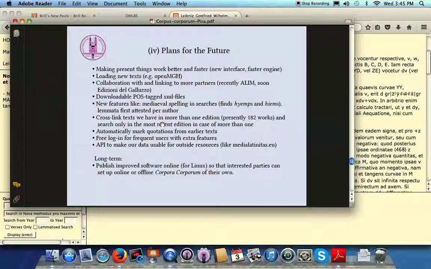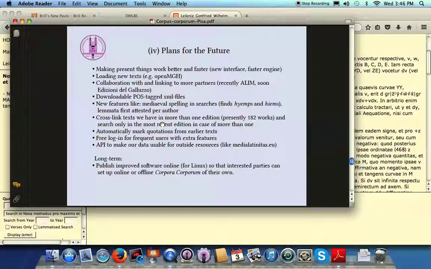For the further future, we have plans to find automatically quotations from earlier texts and mark them in color. So if a certain number of words after one another, say five words, exist in the same form already in an earlier text, the text will turn, say, green. And if you click on the green color, you would see who used this phrase before, but this is not yet done. And there are some more features you see here on the slide that we're thinking about presently.